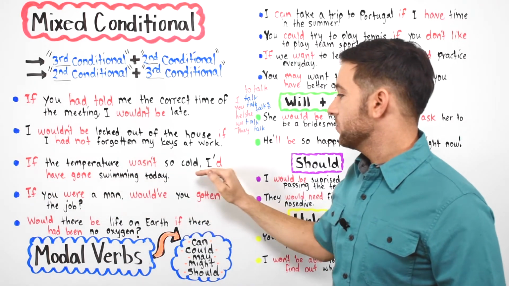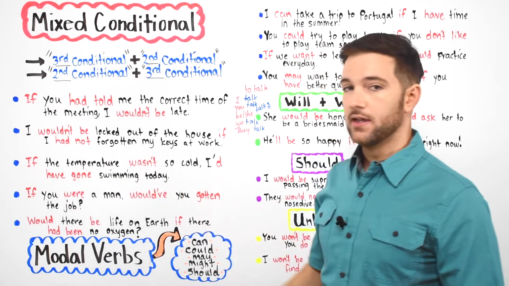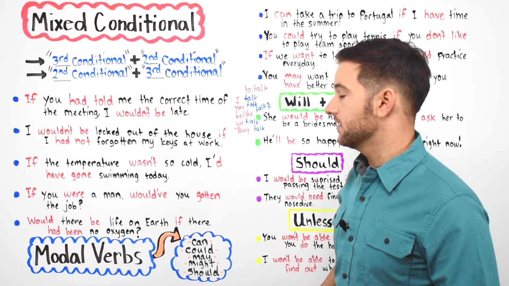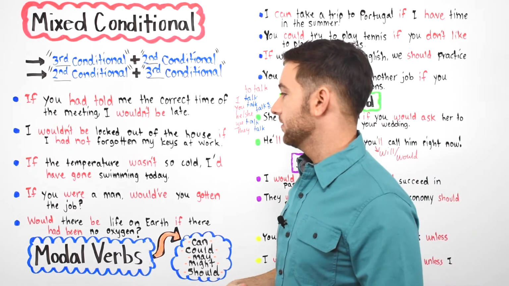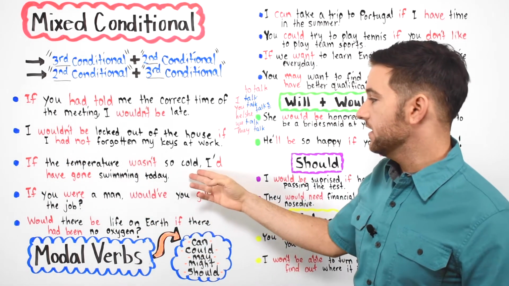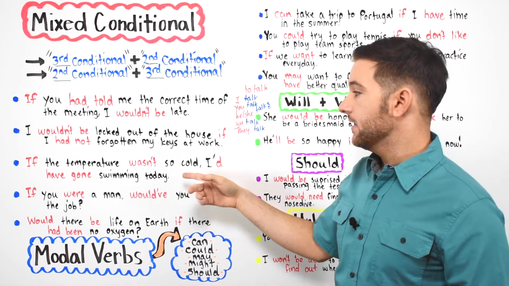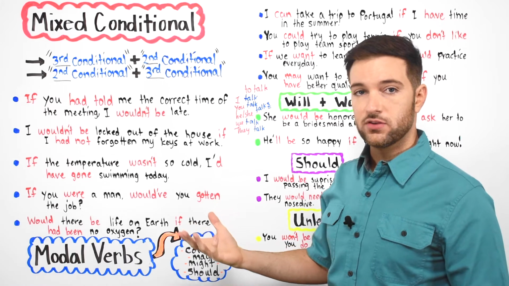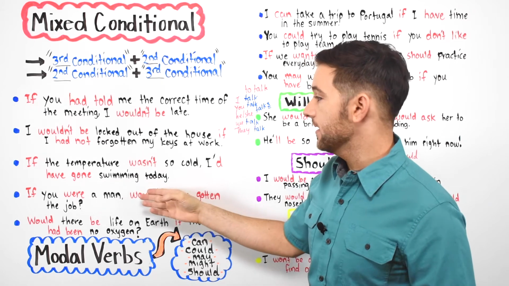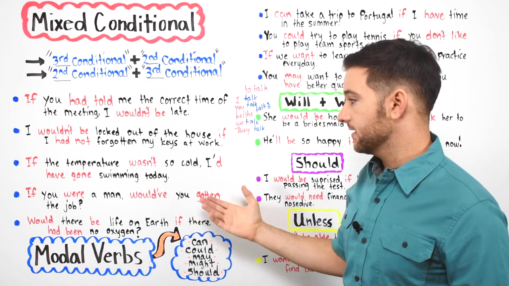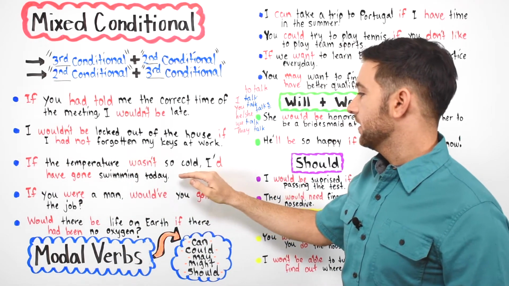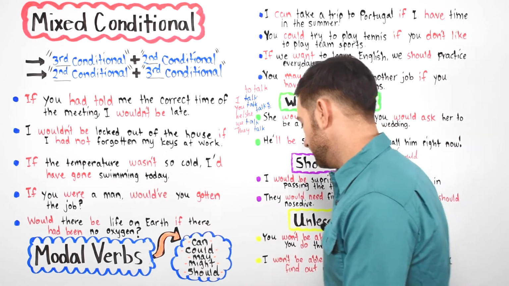If the temperature wasn't so cold, I'd have gone swimming today. Now, we're talking about a situation where the temperature is pretty cold, right? It's too cold to go swimming. But if it was different, what would the result look like? The result would be that you would go swimming, okay? But in this case, you can't go swimming because it's too cold. So again, if the temperature wasn't so cold, I'd have gone swimming today. Now, you see how we have I'd?